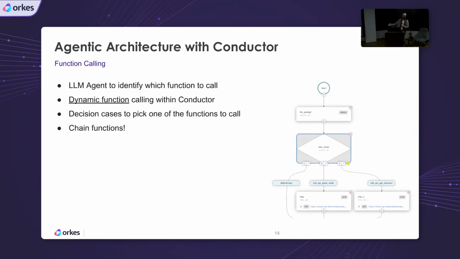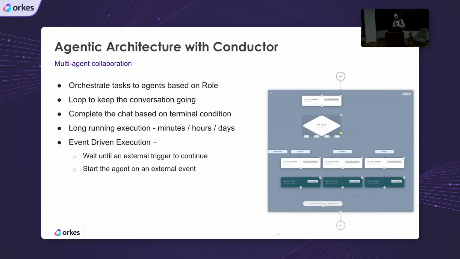Agent to identify with function to call, dynamic function calling within Conductor, decision cases to pick one of these. I'll be showing this live in a second here, so don't worry too much about this slide. Essentially, we're able to have long-running processes though, right? If agents are the ability to make decisions, we want to make decisions not just ahead of time about what our application can do, but also down the road, right? We want to make decisions on the fly as an application is running, as the process is being handled.